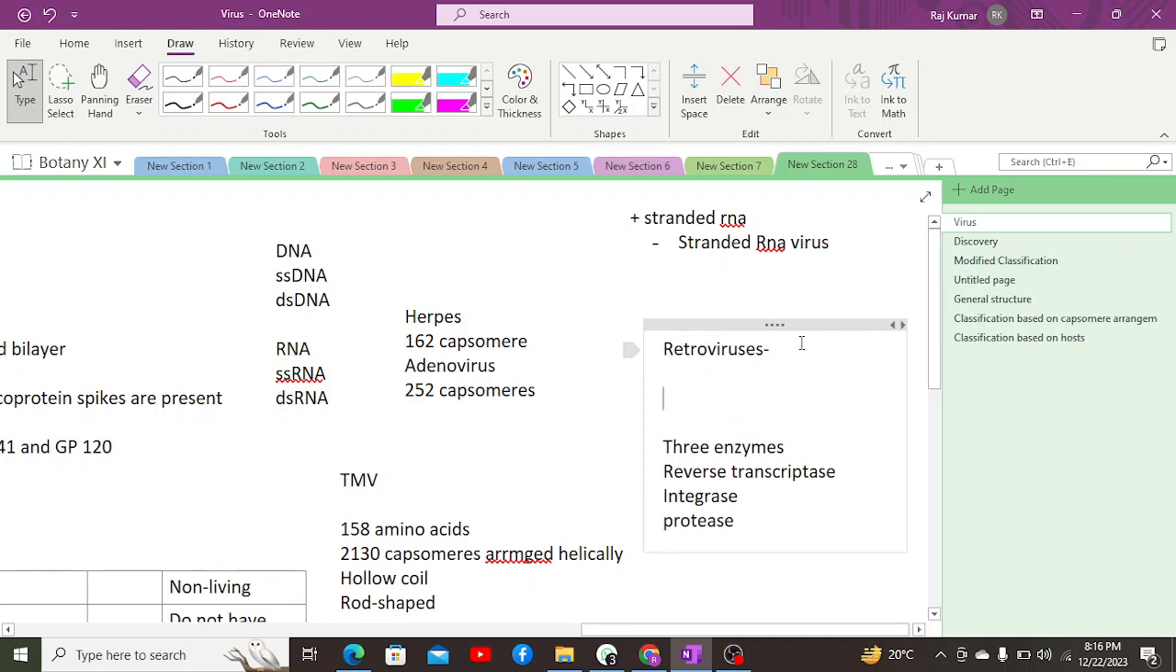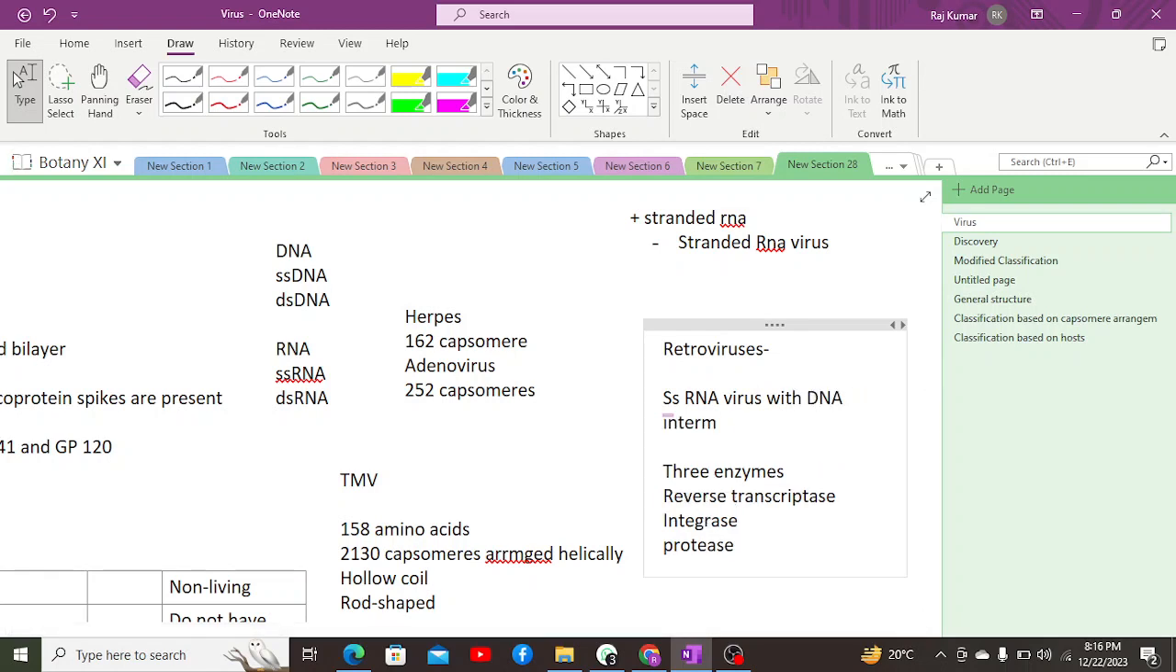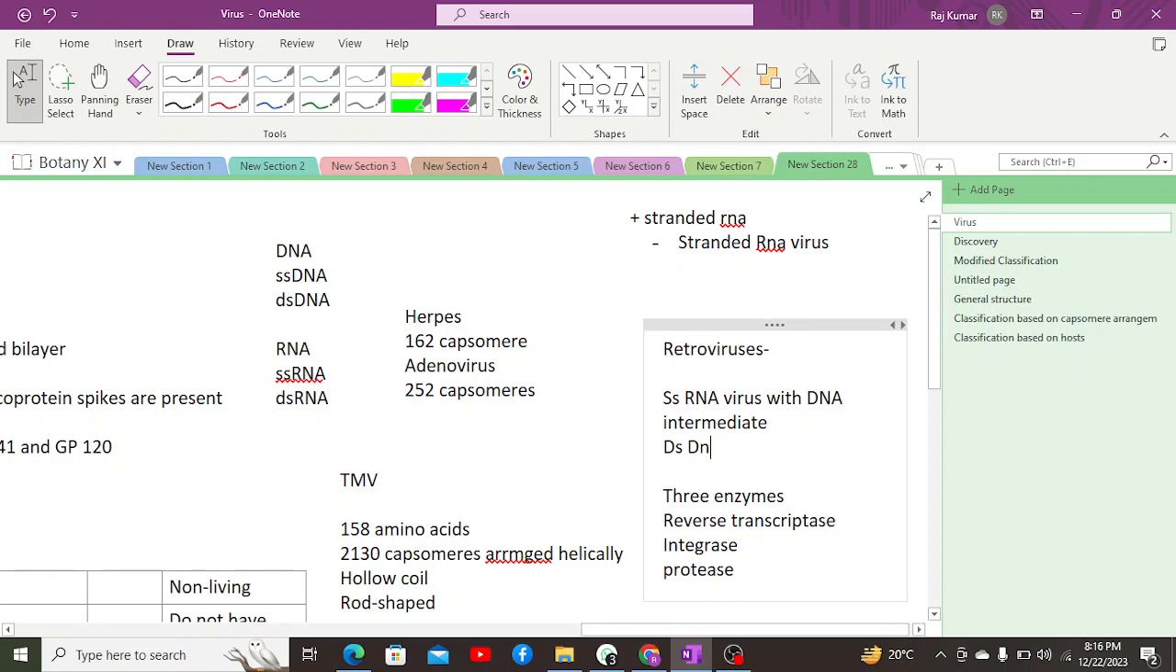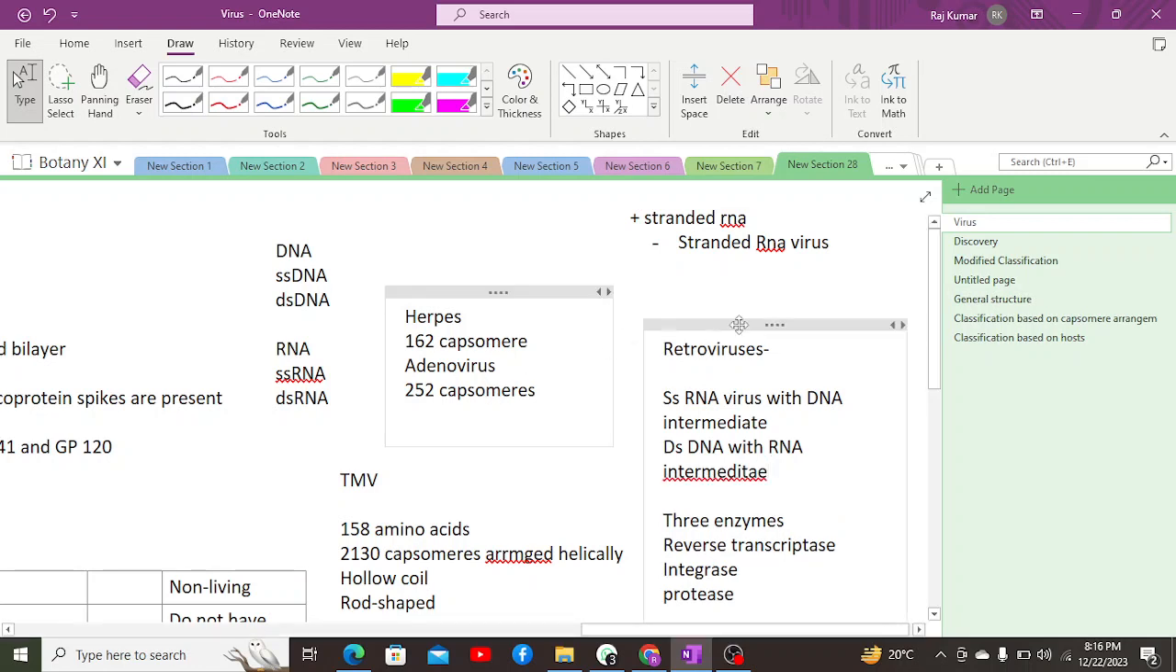Now, retroviruses are further classified into types, which include single-stranded RNA virus with DNA intermediate, and double-stranded DNA virus with RNA intermediate. So these are some common classifications. We are going to discuss that in detail in the next slide.